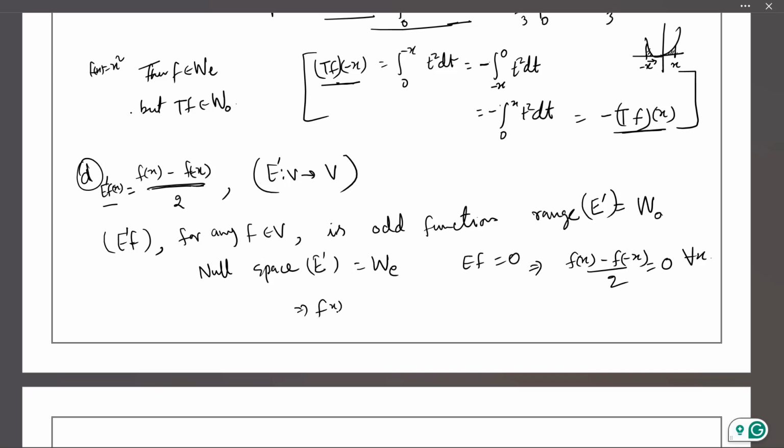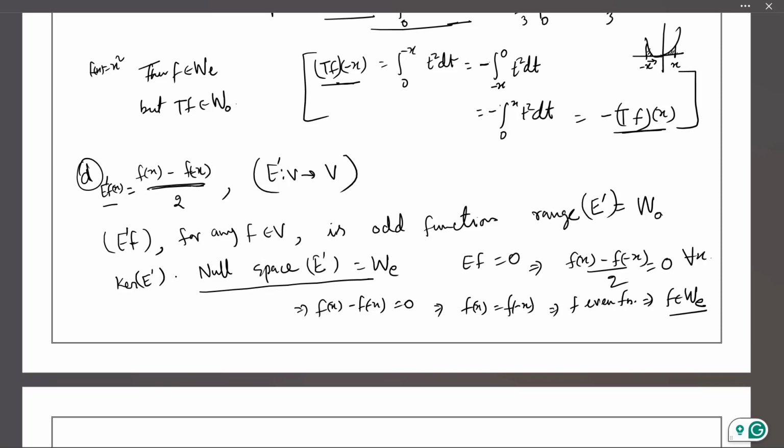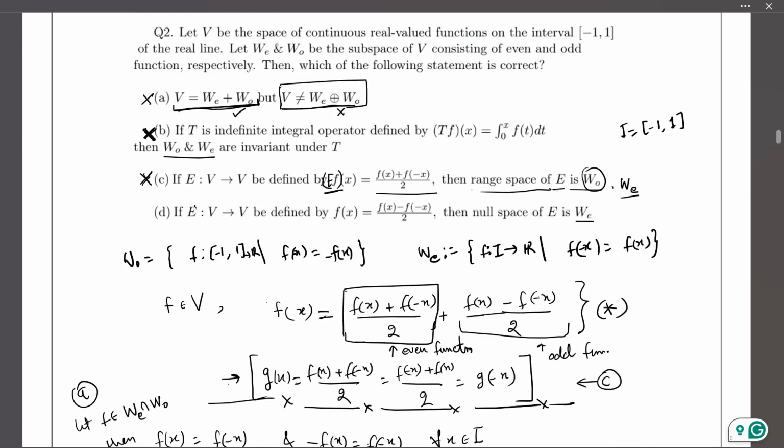But this will imply f of x minus f of minus x is equal to 0. But this will imply that f of x is equal to f of minus x. Right? This implies that f is an even function. But this implies that f belongs to WE. So the kernel space of E, or kernel of E prime, is nothing but WE. This is just the description for that. Okay. So what about the D part? In D part, the null space of E is WE, which is correct.